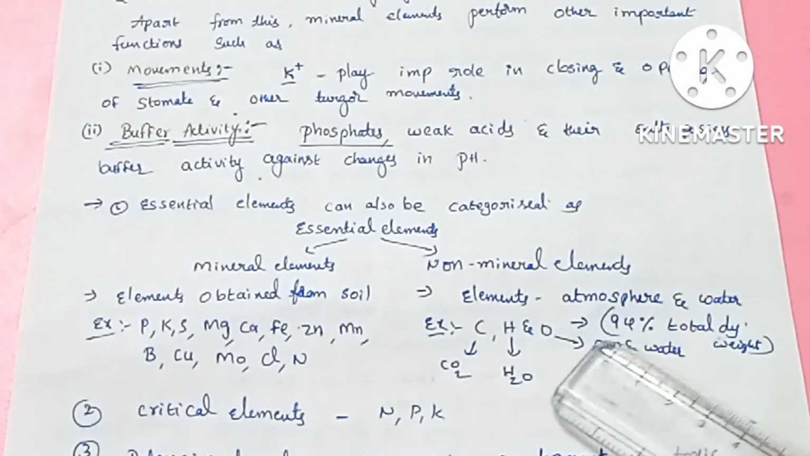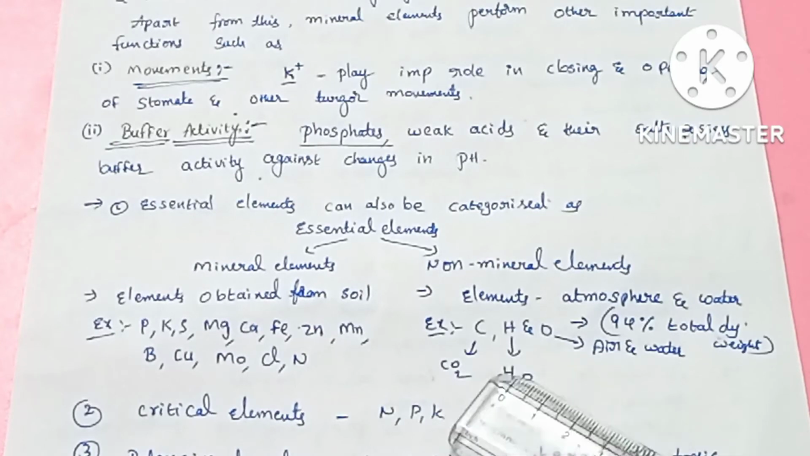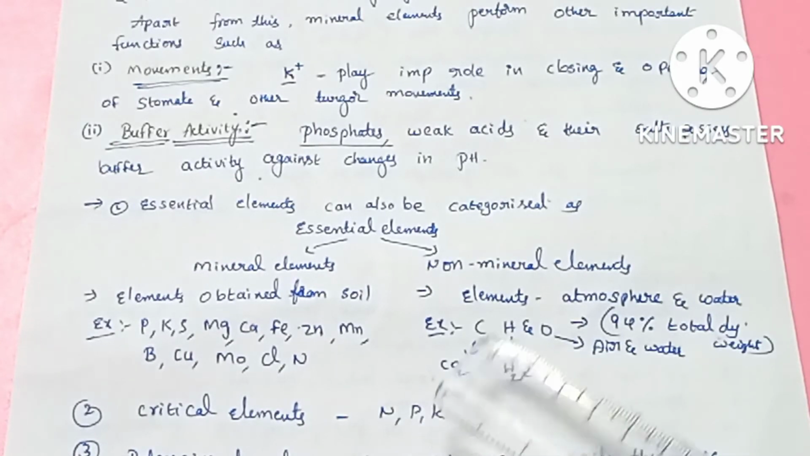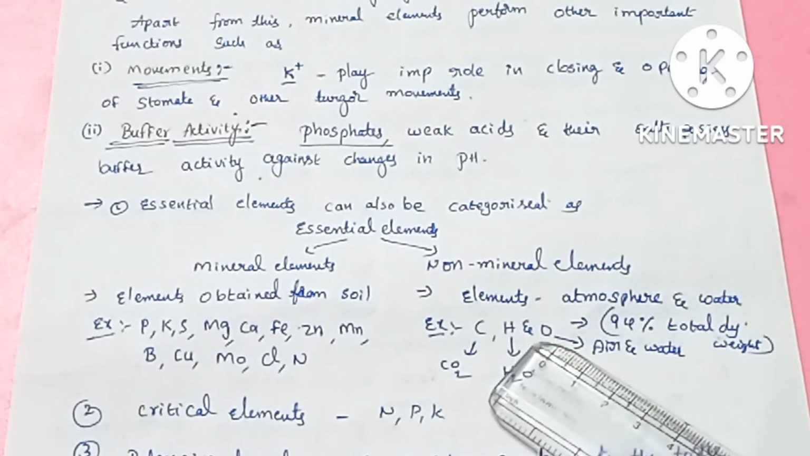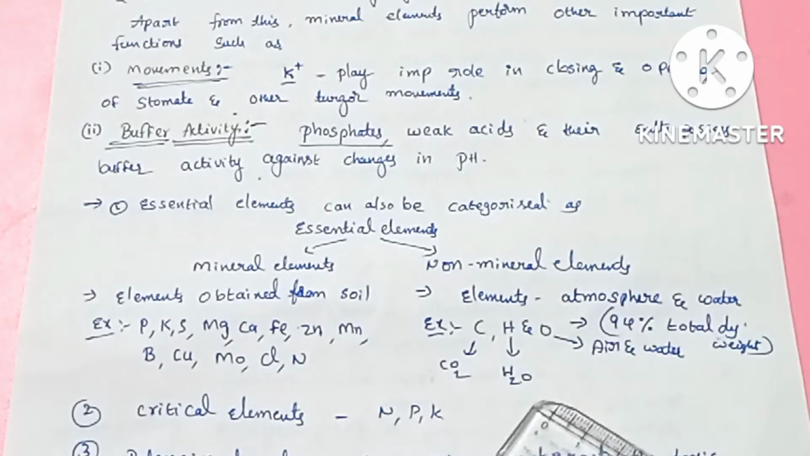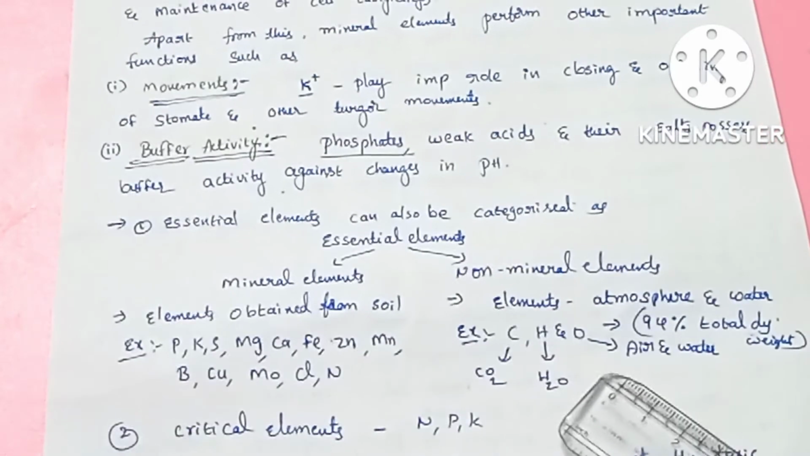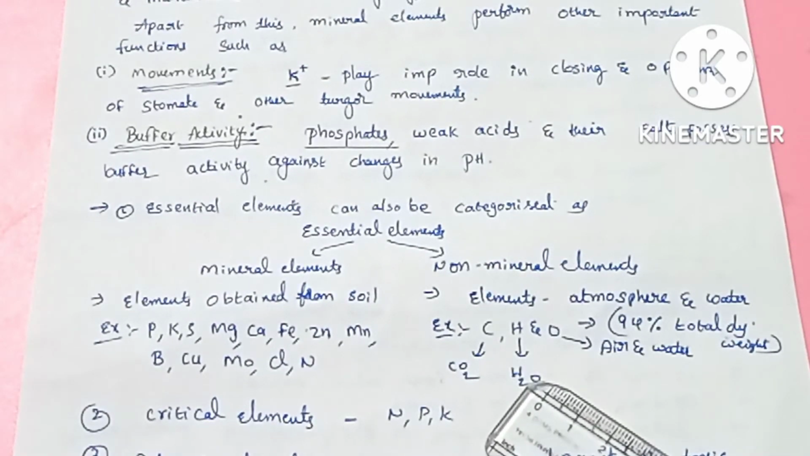So in the non-mineral elements, there are three non-mineral elements present. They are carbon, hydrogen and oxygen. These three are not available in the soil. Carbon is available in carbon dioxide, hydrogen is obtained from water, and oxygen is obtained either from the air or water. And hence they are called non-mineral elements.